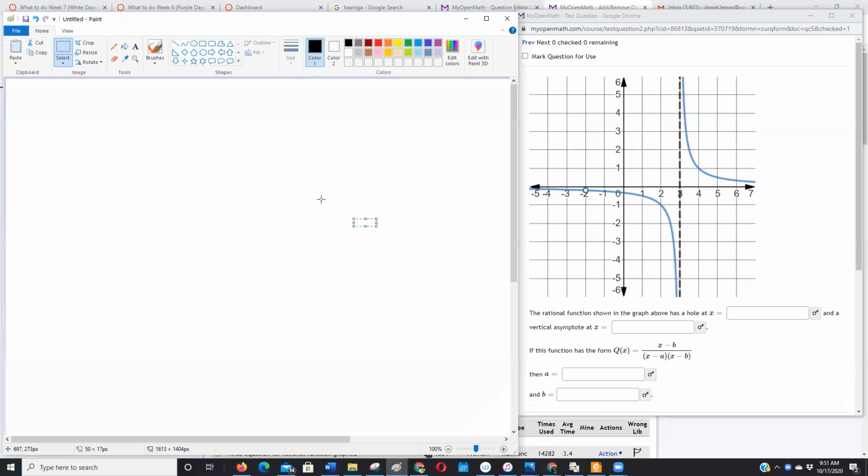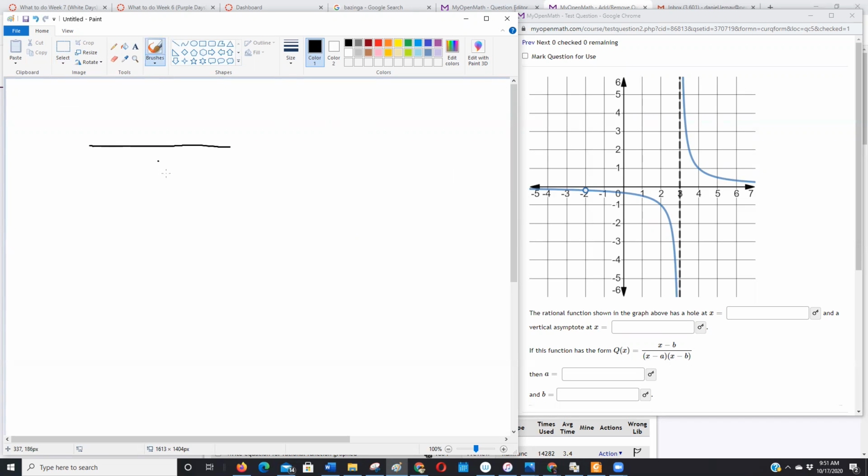Okay, so for this version, I'm seeing a vertical asymptote at x equals 3. And then I see this hole in the graph. And we talked a little bit about that with the notes. But what happens when I have a hole in the graph? Here, let's make a little graph. Let's get going with this.